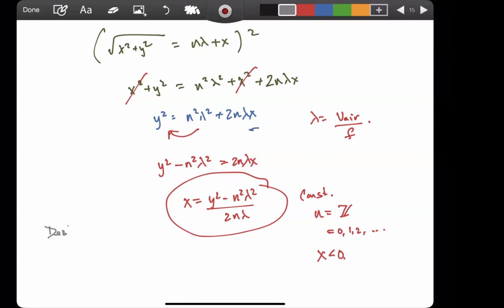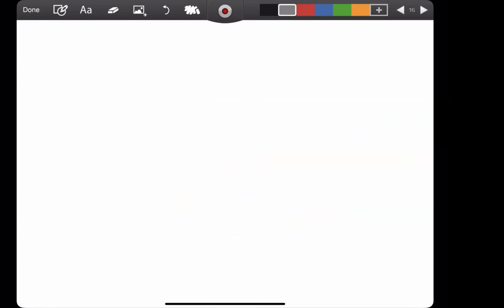Then we're going to do the same thing for destructive interference. We're going to set n equal to a half integer, which means this is going to be 1/2, 3/2, 5/2, and etc., until eventually, again, our x becomes negative. So let's go ahead and do this. Let's start with some particular values. I'm going to arbitrarily start with constructive interference.